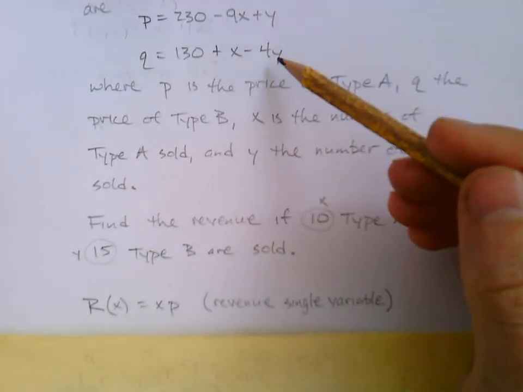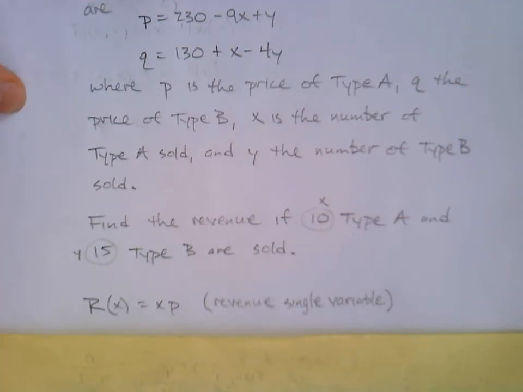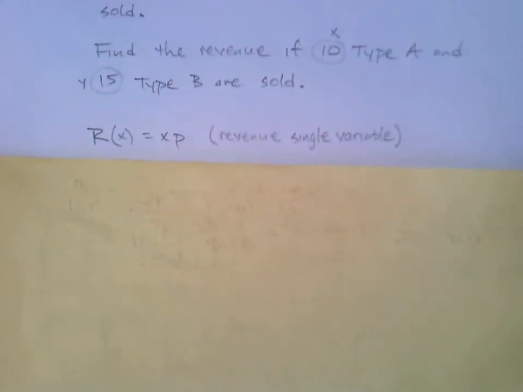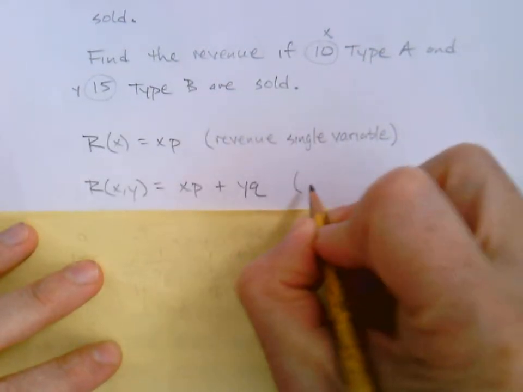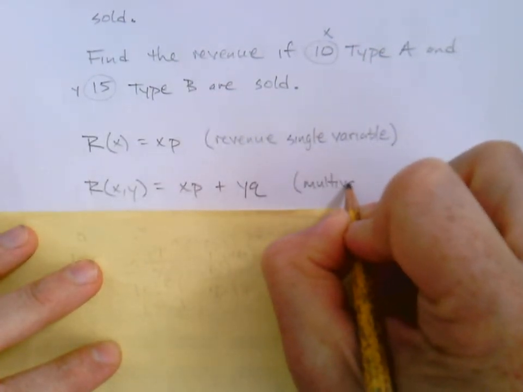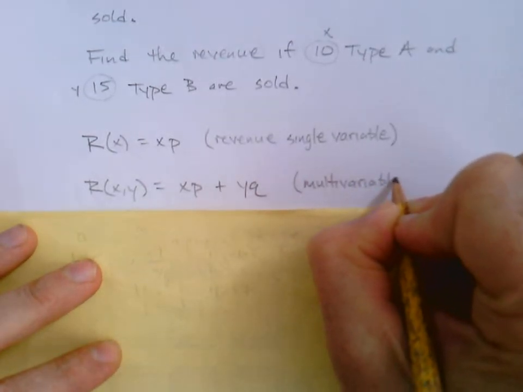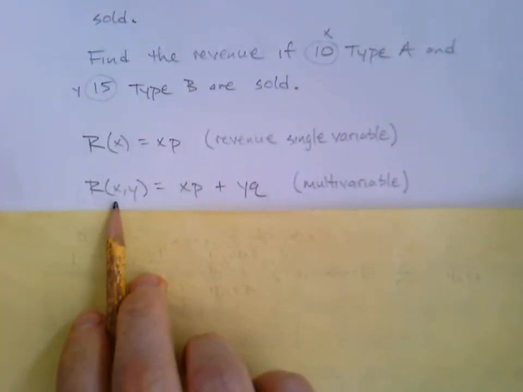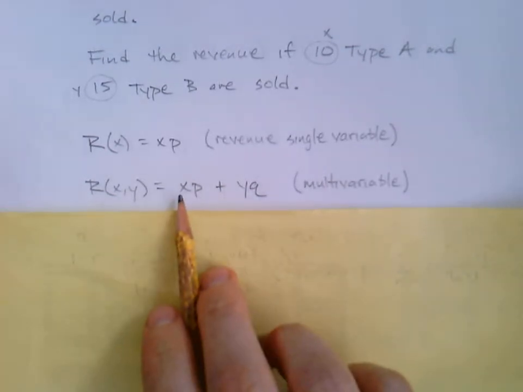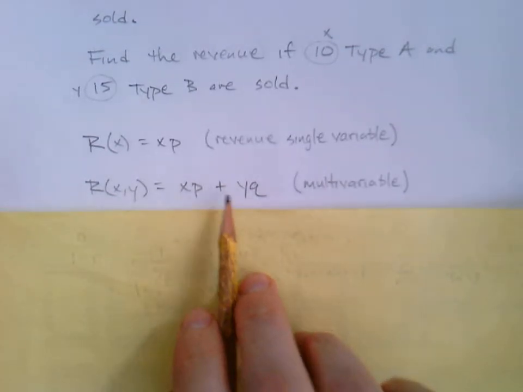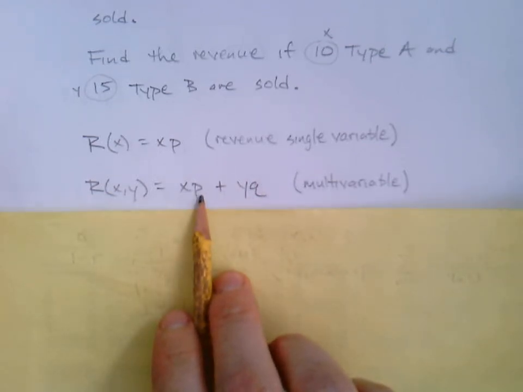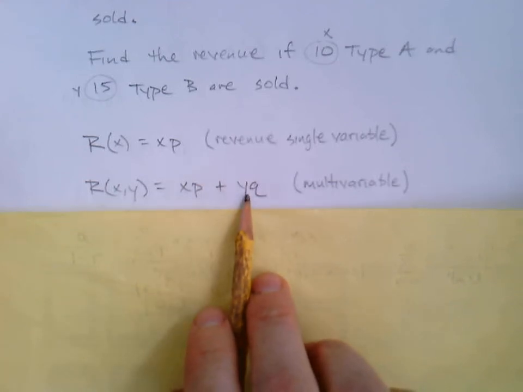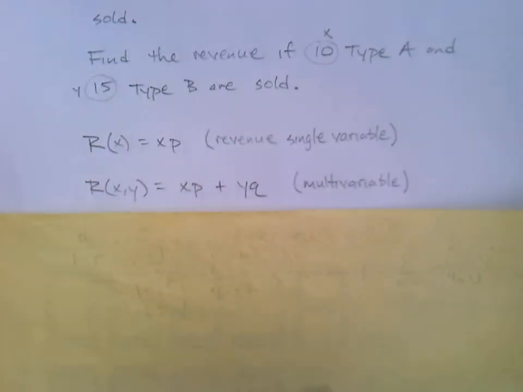What's that going to look like if we have two of them? Well, we need to do it for both and then add them together. I think I definitely got to bring this up off the screen. So this is the multivariable revenue. R of xy will take X times P and also add it with Y times Q. So however many of type A we sell multiplied by the price of type A plus however many of type B we sell multiplied by the price of type B. Total revenue for all of it.